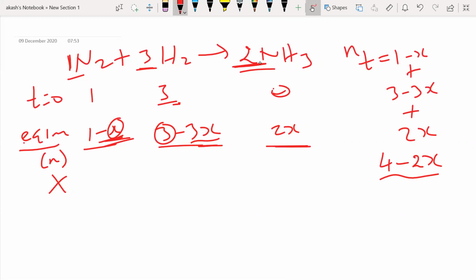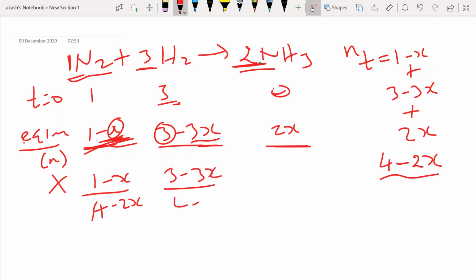Okay, so we know how to calculate the mole fraction. This is the number of moles of a particular component. This divided by the total number of moles will give you the mole fraction of N2. So in this case, it will be 1 minus x divided by the total number of moles, 4 minus 2x. For H2 it would be 3 minus 3x divided by 4 minus 2x, and for NH3 it will be 2x divided by 4 minus 2x.